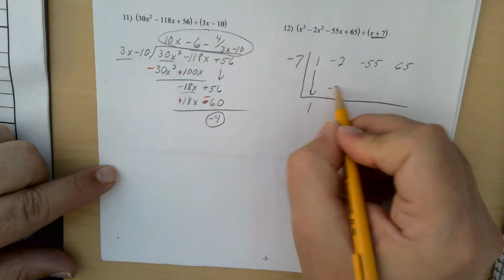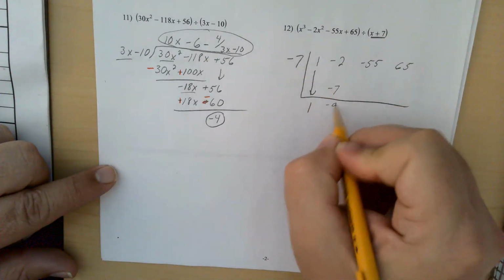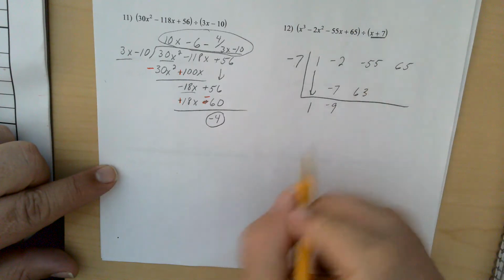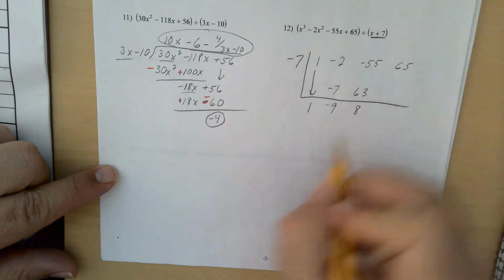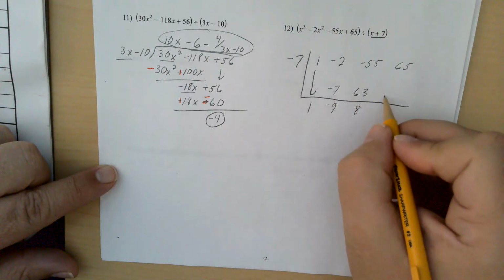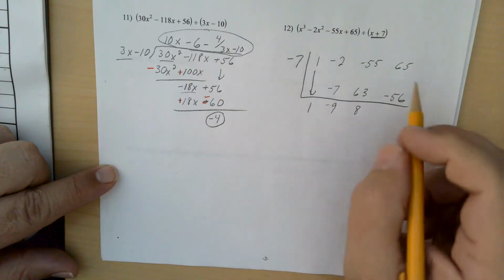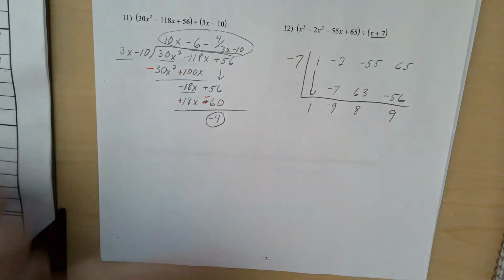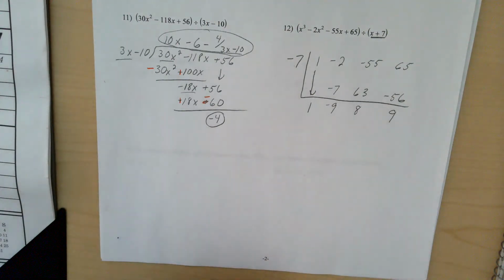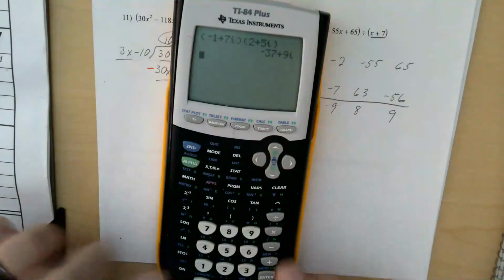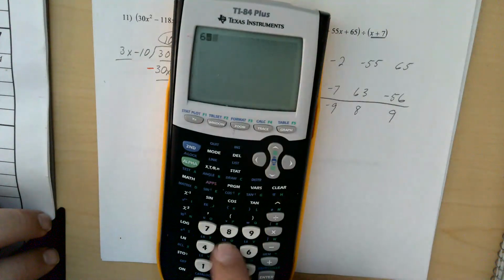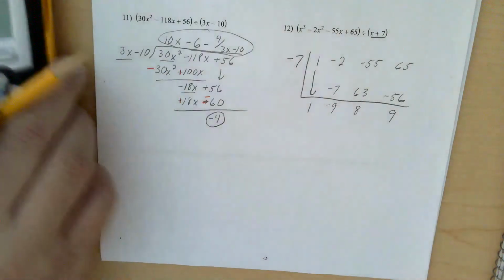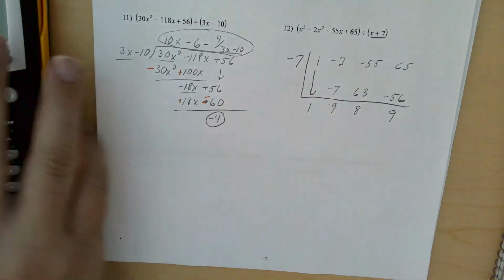Negative 7 times 1 is negative 7. I add. Then I multiply. I'm going to get a positive 63. This is going to be an 8. And then this is going to be a negative 56. And it looks like my remainder is 9. Okay, and again, don't mess up those calculations. If you needed to, I guess you could use a calculator to do some simple calculations, but it is critical that you don't get those numbers wrong.